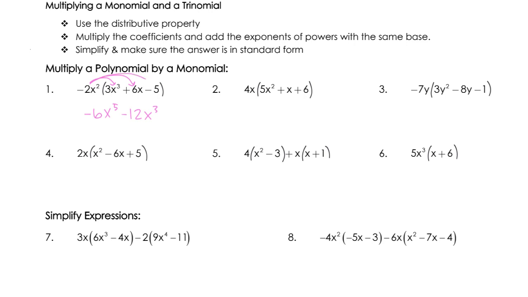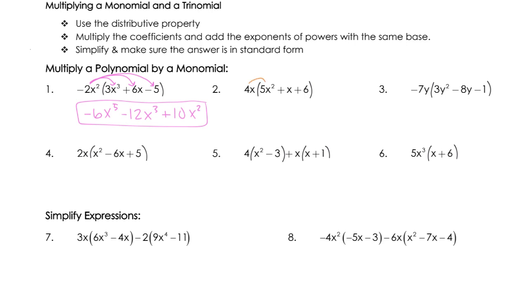Then I have negative 2x squared times negative 5. Two negatives make a positive. 2 times 5 is 10. X squared times no other x's over here would still just give me x squared. And that would be our final answer. We do need to still make sure our answer is in standard form. And in this case, 5, 3, 2 goes in order from greatest to least.